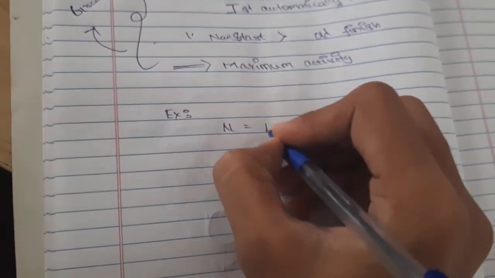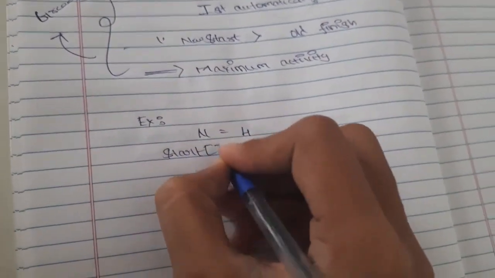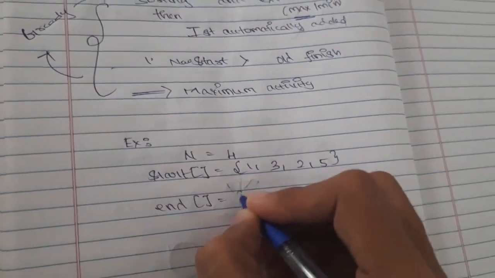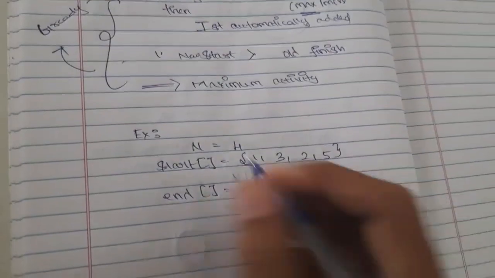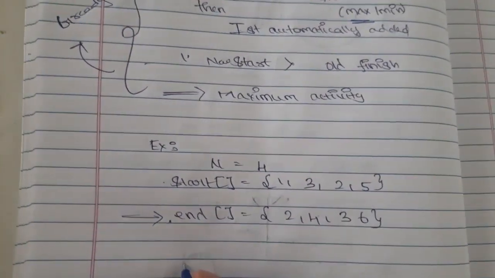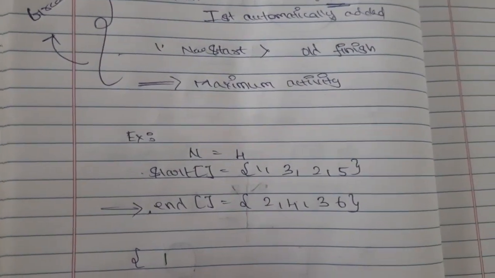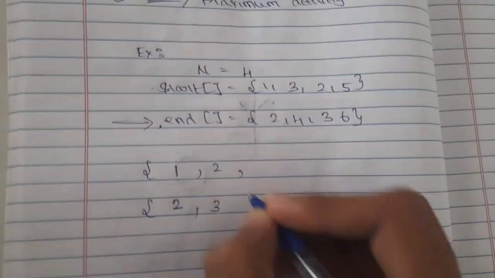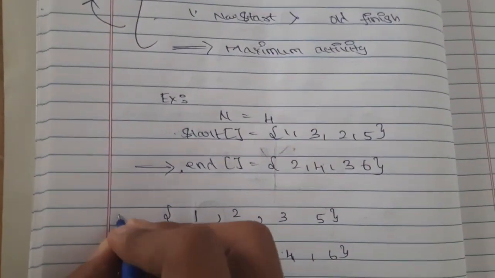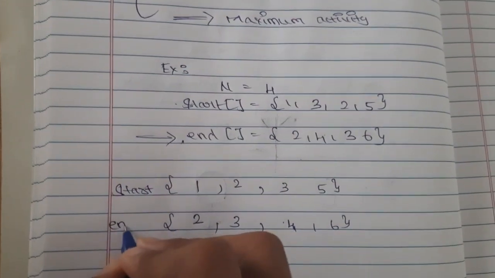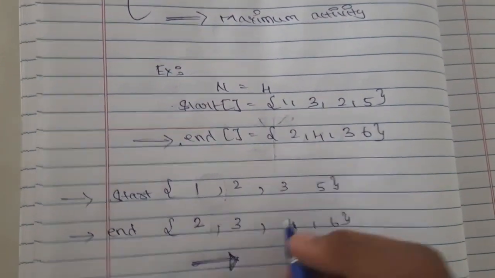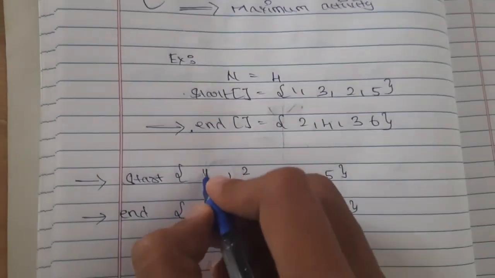So the example is n is equal to 4. Start array given as 1, 3, 2 and 5. End array is given as 2, 4, 3, 6. So this is start and finish. So let's sort the array in terms of the finish time. So it will be 1, 2, and then 3, 4, and then 6, 5. So what I am doing is sorting the activities start and end based on the end time. So here the end time of each activity will be sorted. Along with that, the corresponding start time will also be sorted.